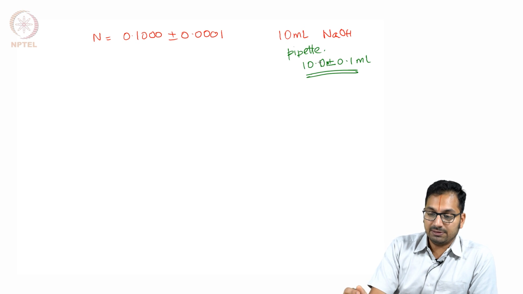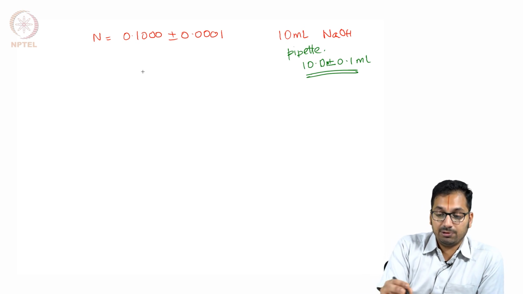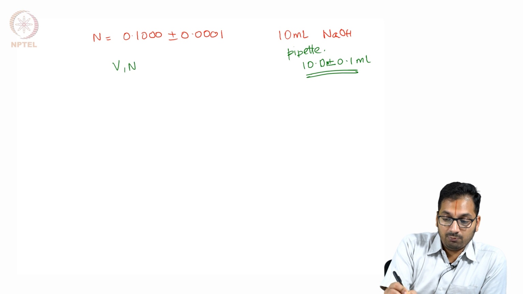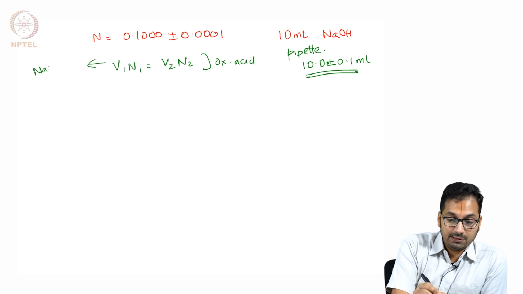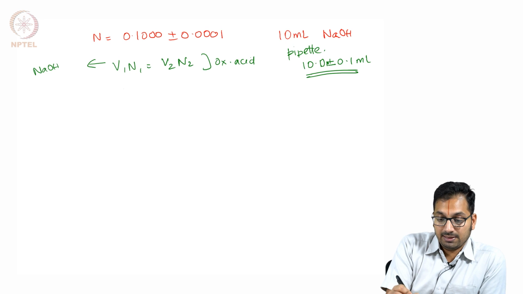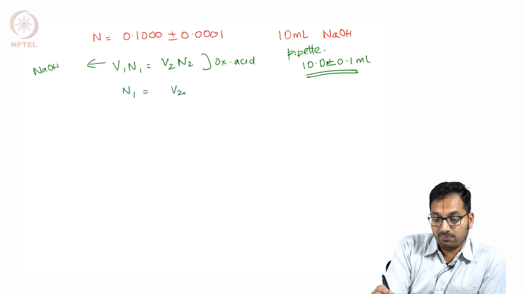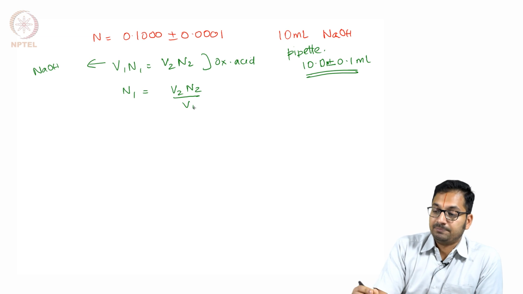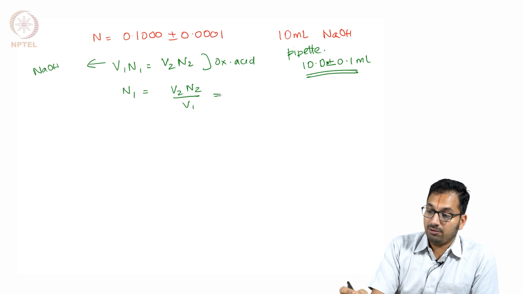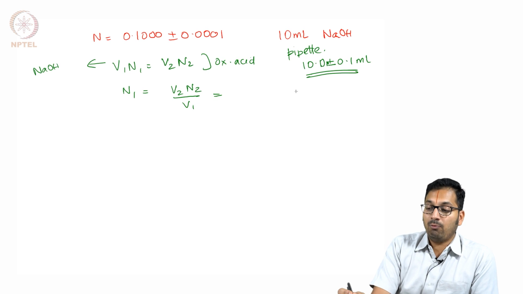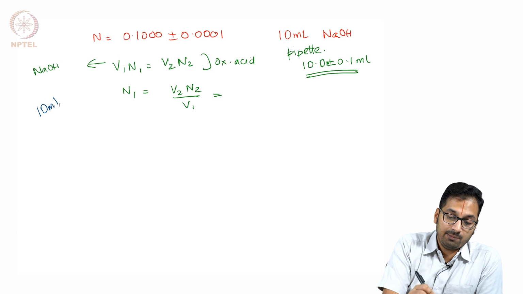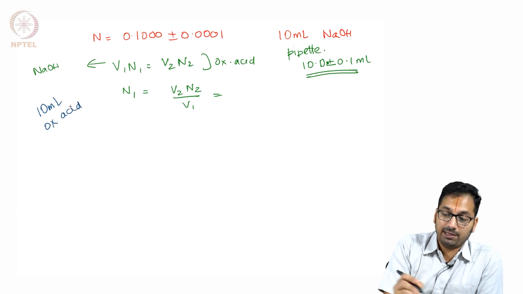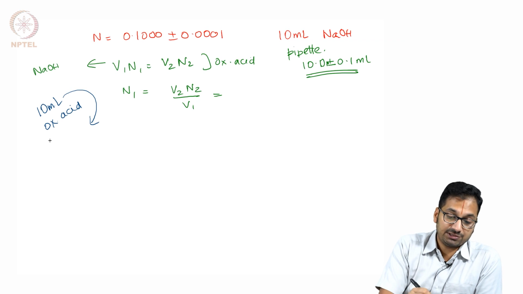Okay. So now that you have this, the equation that governs the relation between these two would be V1N1 equal to V2N2. Let us say this is for oxalic acid and this is for NaOH. So what is going to end up happening is that the normality of NaOH is going to be given by V2N2 by V1. And let us say now that you have pipetted 10 ml out, and what volume of oxalic acid was required, just for the sake of math, let us keep 10 ml of oxalic acid was required. So of course, this will be measured from a burette.